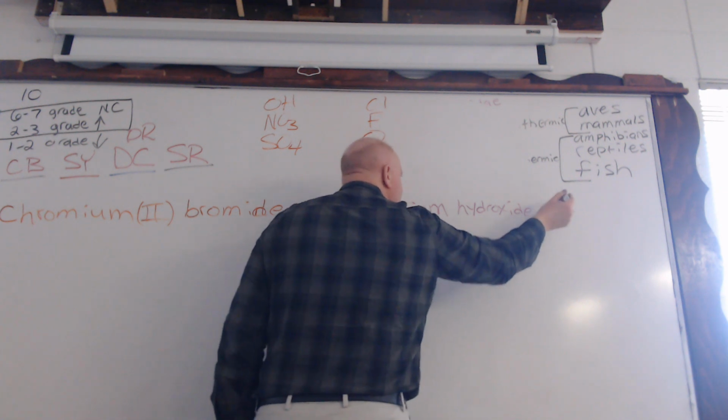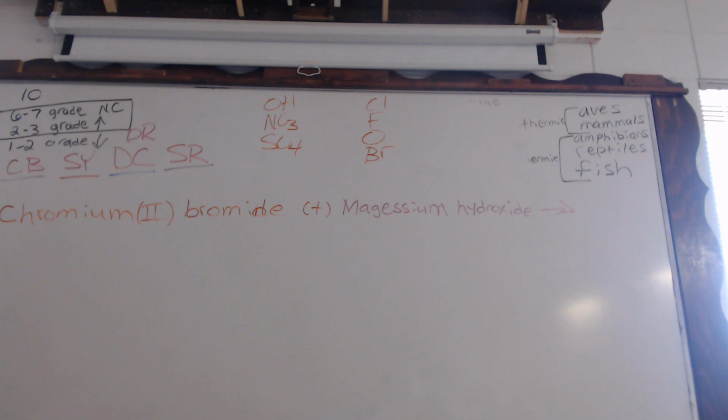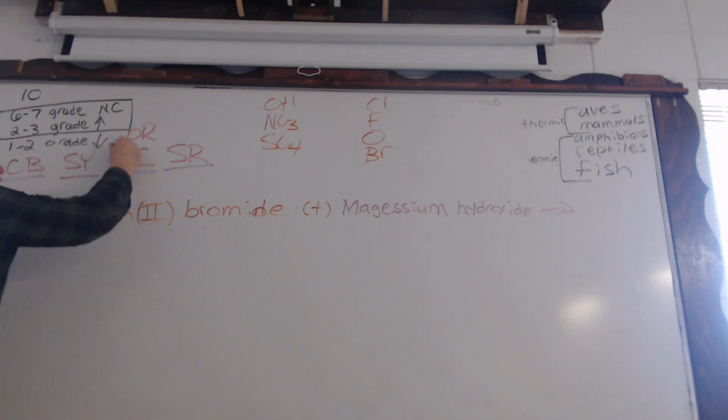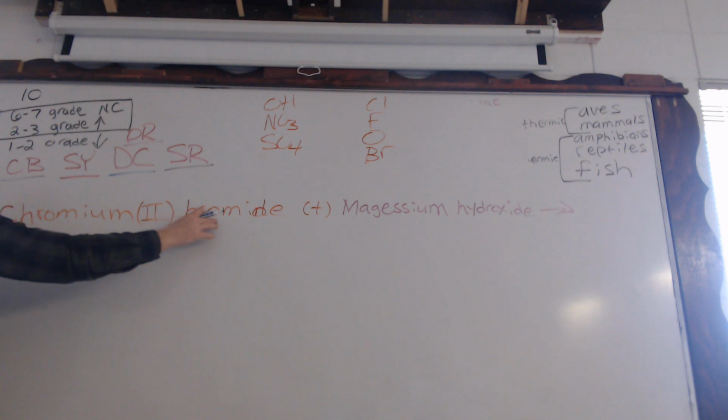Okay? So I know we requested to do each and every one of these, and we're doing that, but to me, this is the best way that you learn what a double replacement reaction is. Okay, symbol for chromium. Okay? The bromide ion.